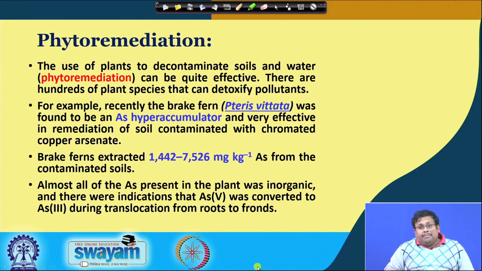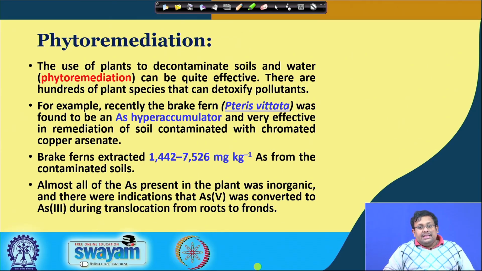Now, another important aspect of bioremediation is phytoremediation, where we use plants. The name phytoremediation comes from plant-based remediation, phyto means plant. So, the use of plants to decontaminate soil and water is known as phytoremediation. Remember that phytoremediation can be quite effective, and there are hundreds of plant species that can detoxify different types of pollutants. The research on phytoremediation is going on in several places.